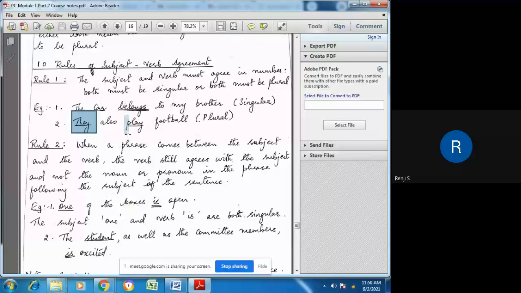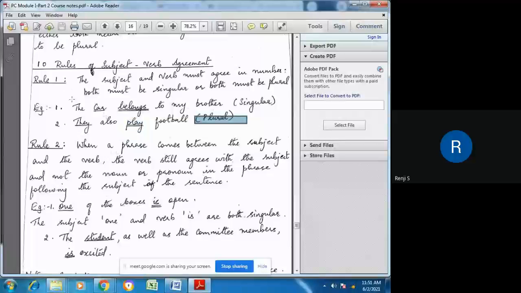And next we are coming to the verb, that is play. Looking at the verb, we find that there is no s or es, which means that it is plural. If there is s or es, as in plays, then it is singular. If it is only play, then it is plural. So, they also play football. Since the subject is plural, the verb is also plural, so the entire sentence is plural.